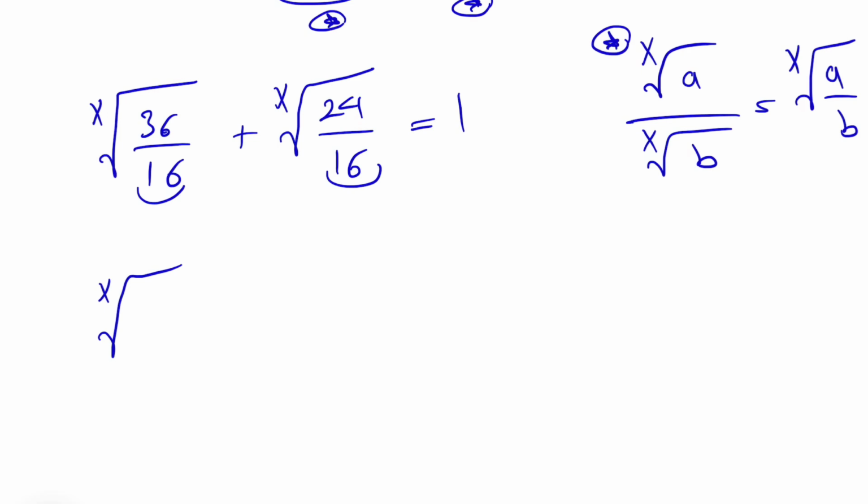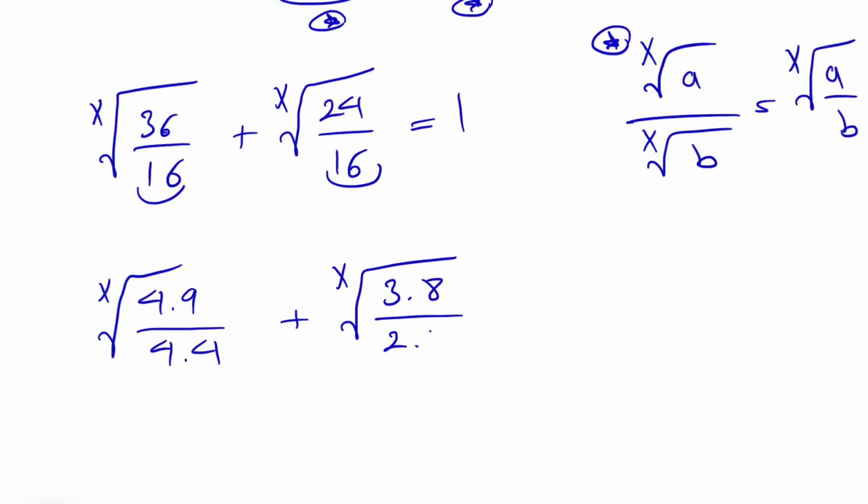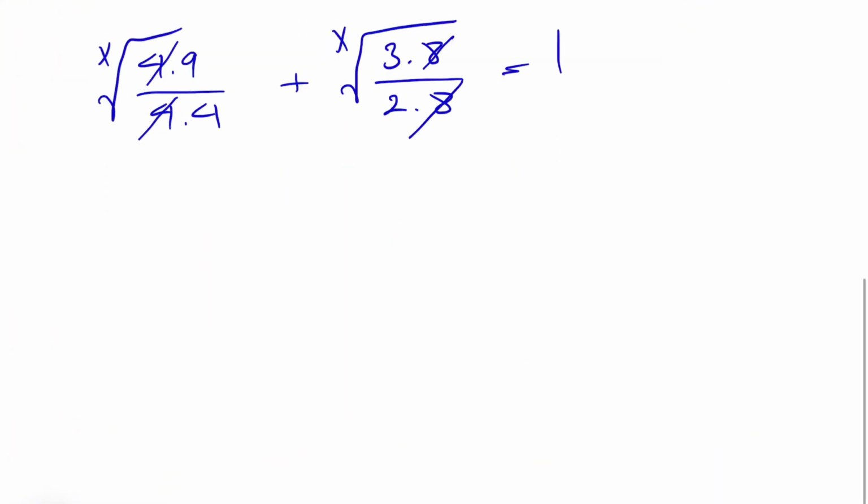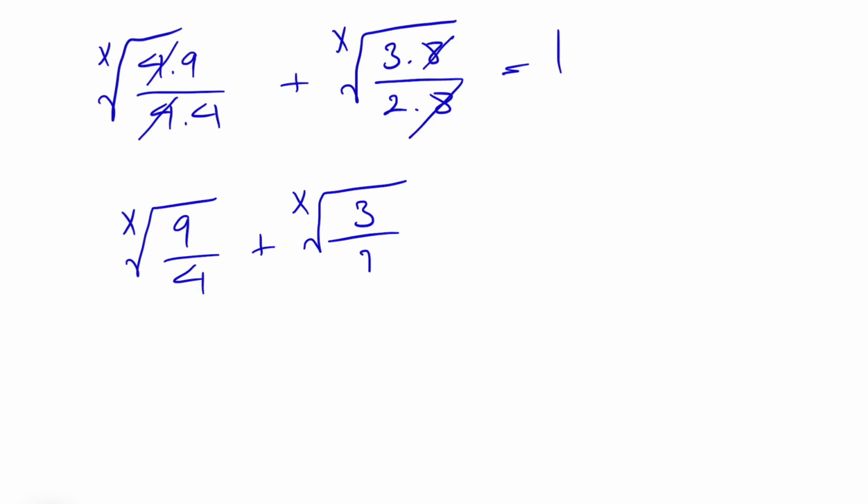So looking at this, we can see that each of these ratios can be simplified even more. For example, in here, instead of 36, we can write it down as 4 times 9, and for 16 we can do 4 times 4, plus here we have the x root of, if we do for 24 3 times 8, and for 16 2 times 8, we can see that this can be simplified even more. So from the first one we can cancel out 4, and second one we can cancel out 8. So basically we have the x root of 9 over 4 plus the x root of 3 over 2 is equal to 1.